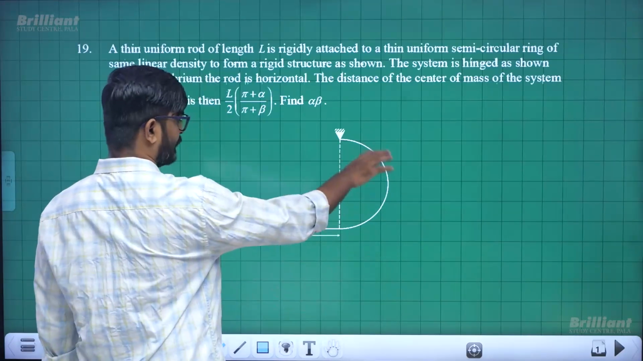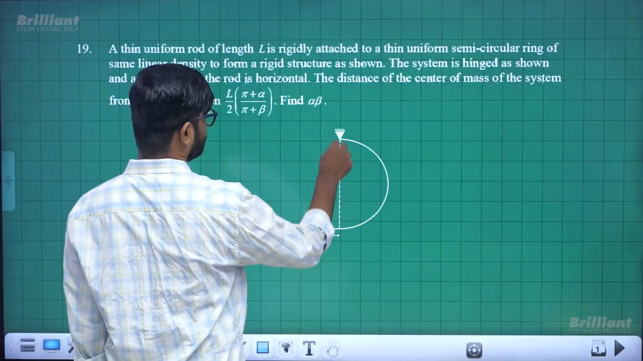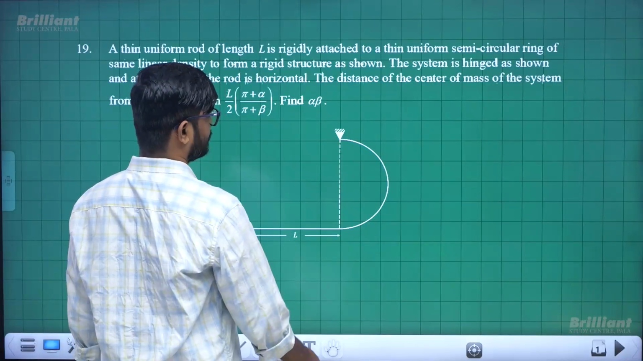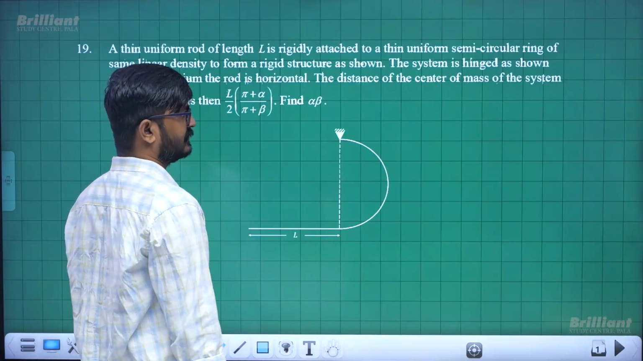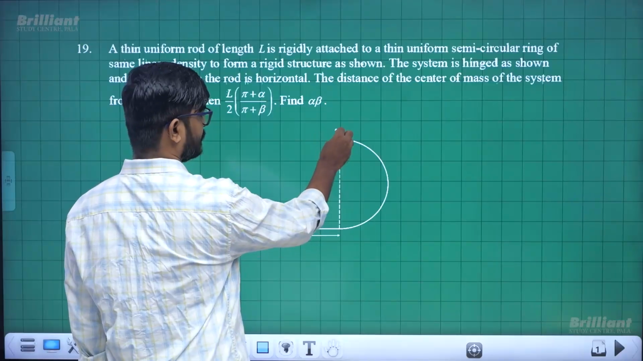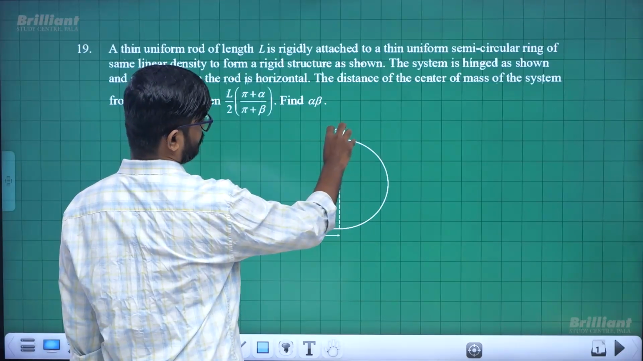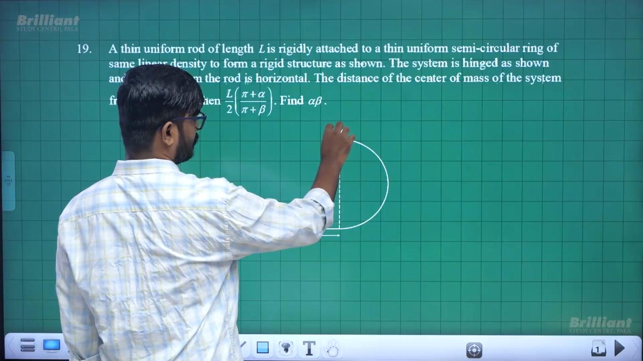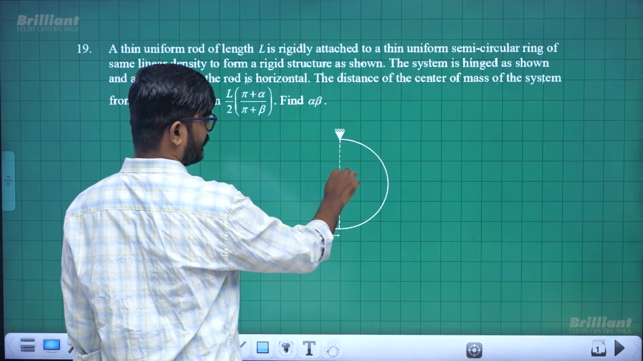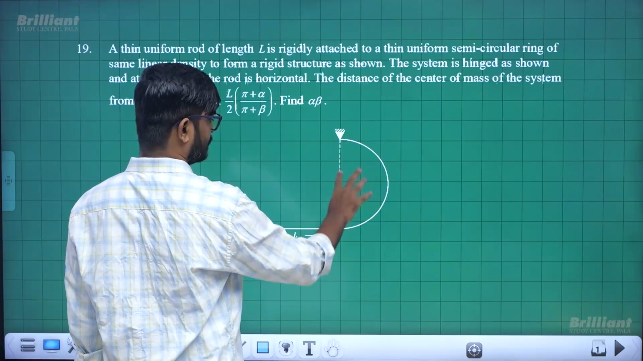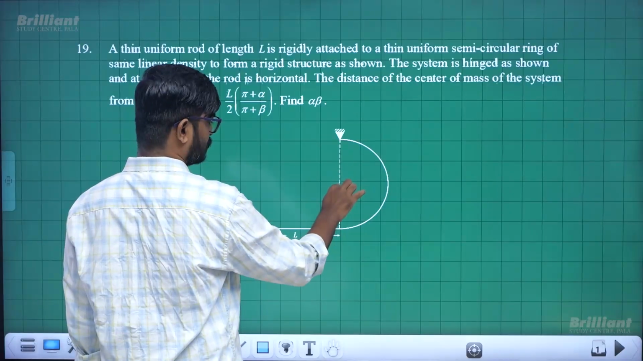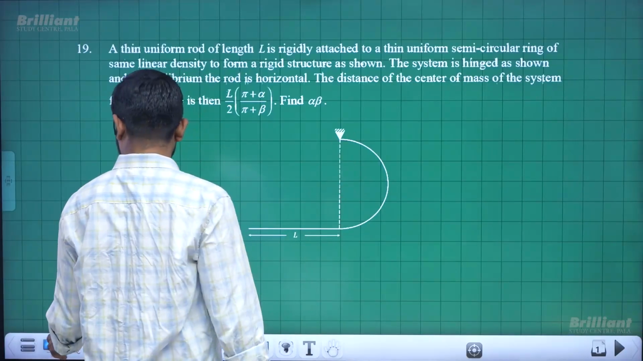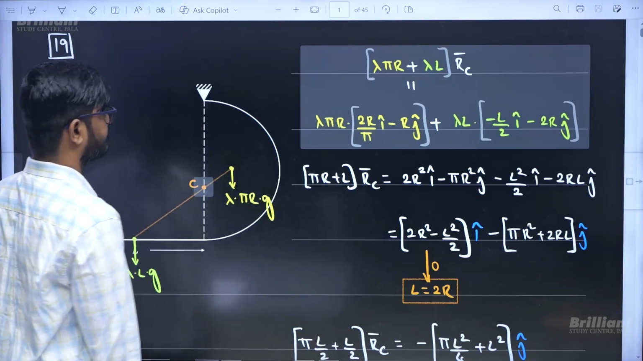Now if you draw the free body diagram of this total system, there will be hinge forces and there will be weight. As it is in equilibrium, net force should be 0 and net torque should be 0. Net force can be 0, it will be managed by the hinge force. Now if you take torque about this point, the torques due to those forces will become 0. The only external torque is the torque due to weight, which should be passing through that point, or I can say the total center of mass of the system should be somewhere along this line.